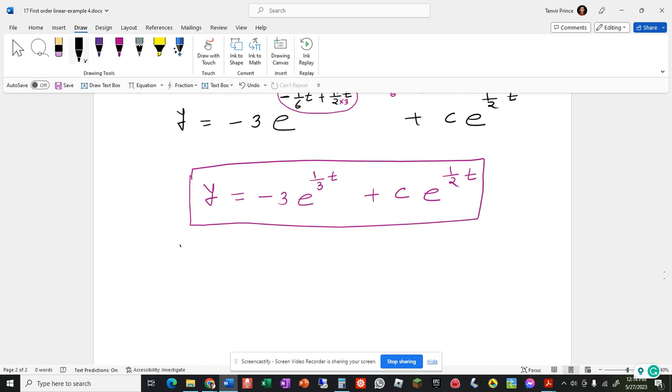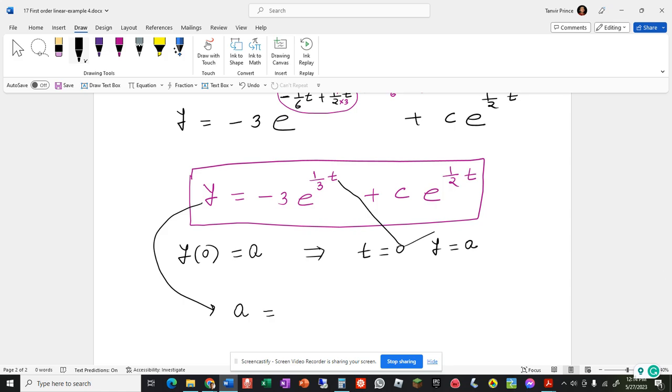In other words, when t is 0, y is equal to a. So I'm going to substitute a in place of y and 0 in place of t. If I substitute 0 in place of t, e to the power 0 is 1. So all I end up with is negative 3 plus c equals a, or c is a plus 3. So I can put this a plus 3 in place of c. So that will be my specific solution.